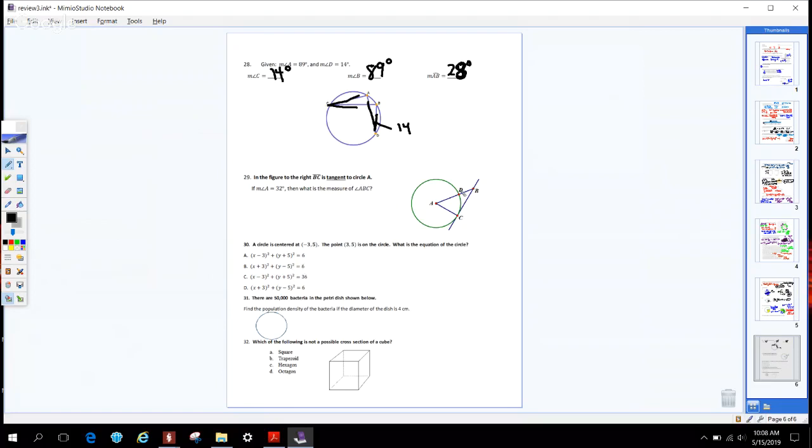Here they have, tells you it's tangent. So because it's tangent, we know that this part is 90 degrees. The measure of angle A is 32. So all we do is we just think of a triangle. 180 minus 90 leaves you 90, minus 32 leaves you 58 degrees.